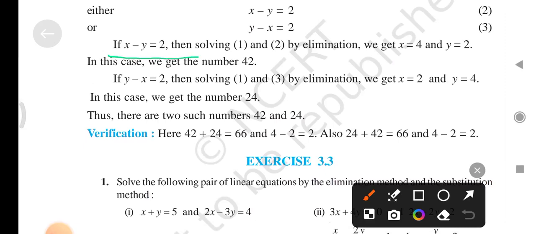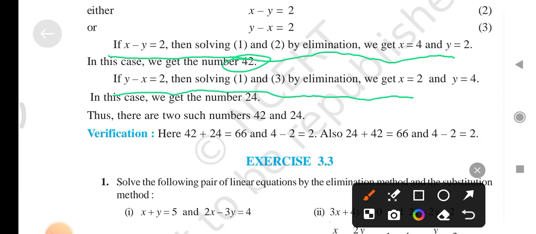If x minus y is equal to 2, then solving equations 1 and 2 by elimination method we get x is equal to 4 and y is equal to 2. In this case we get the number 42. If y minus x is equal to 2, then solving equations 1 and 3 by elimination method we get x is equal to 2 and y is equal to 4. In this case we get the number 24. Thus there are two such numbers, 42 and 24.